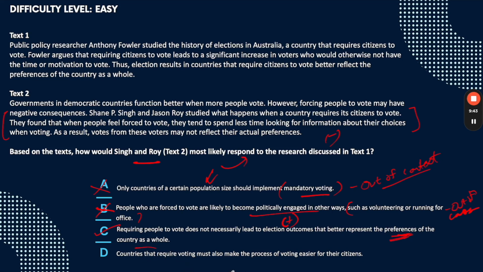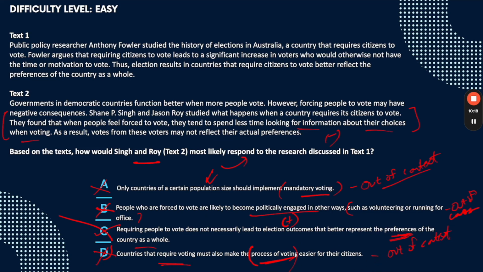Countries that require voting must also make the process of voting easier for their citizens. Singh and Roy do not talk about what the countries requiring voting should do about the process of voting. The process of voting is not discussed in the text. Spending less time looking for information about their choices is not the process of voting. Correct? So D is definitely out because the process of voting is not even being discussed in text 2. So this is also out of context.